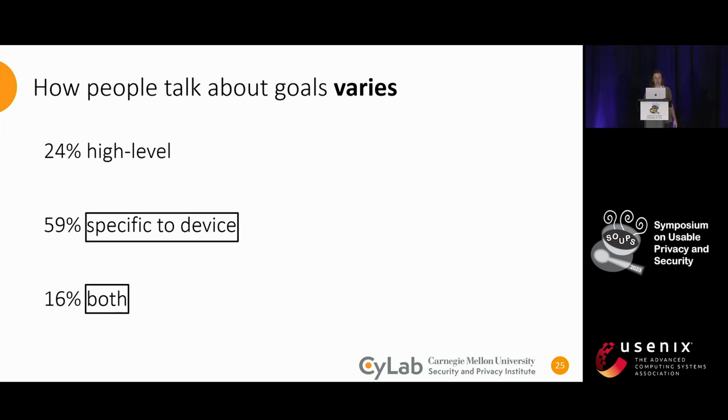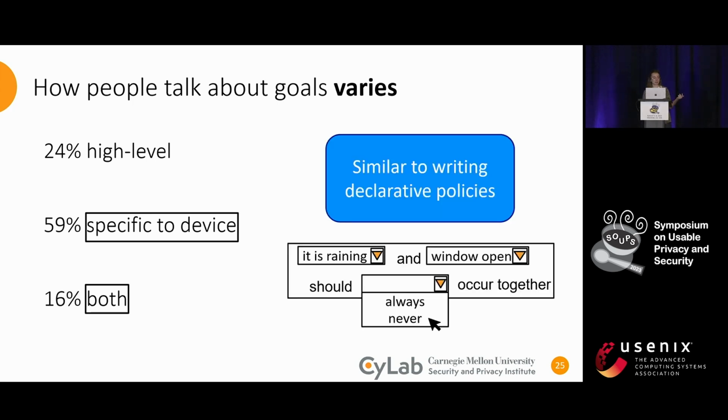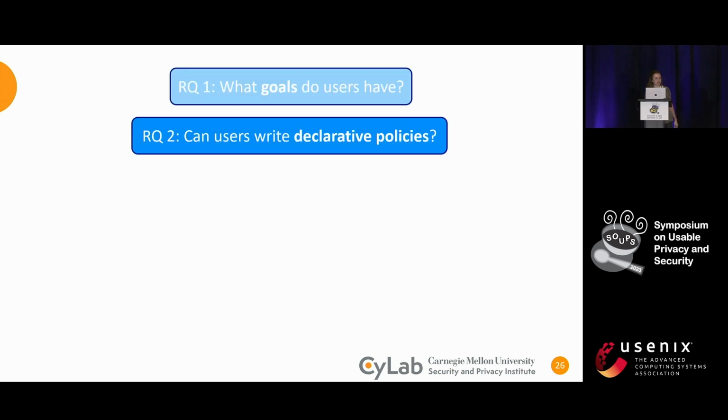And these results are interesting to us because most of the participants mentioned specific devices when they're talking about their goals. And this is similar to what we would need them to do when they're writing declarative policies. Because when you're filling out these template fields, they need to mention specific devices and specific conditions. And this was the focus of the next part of our study.